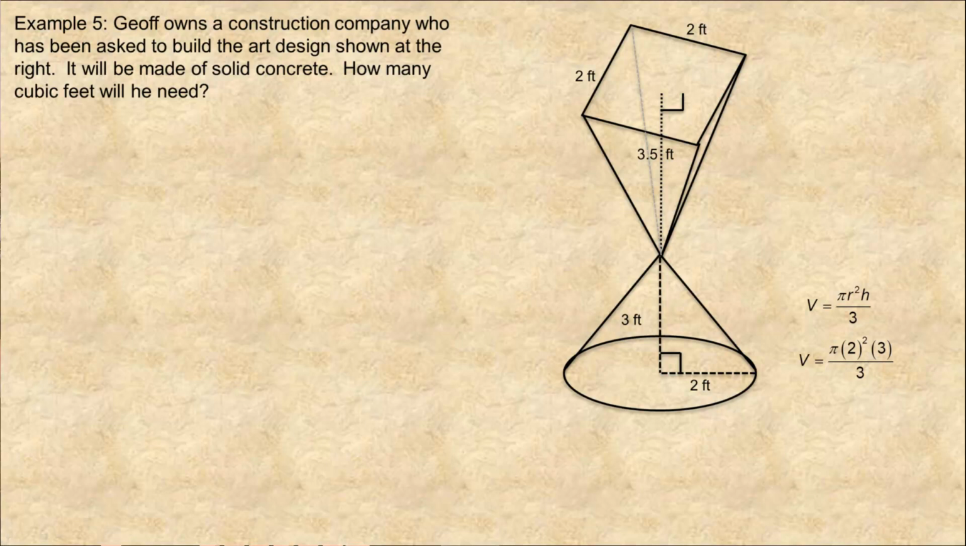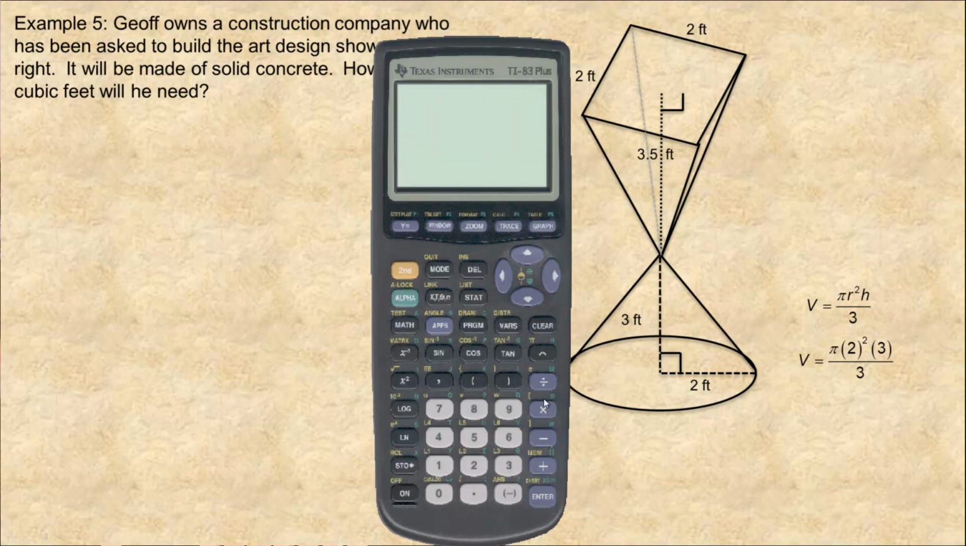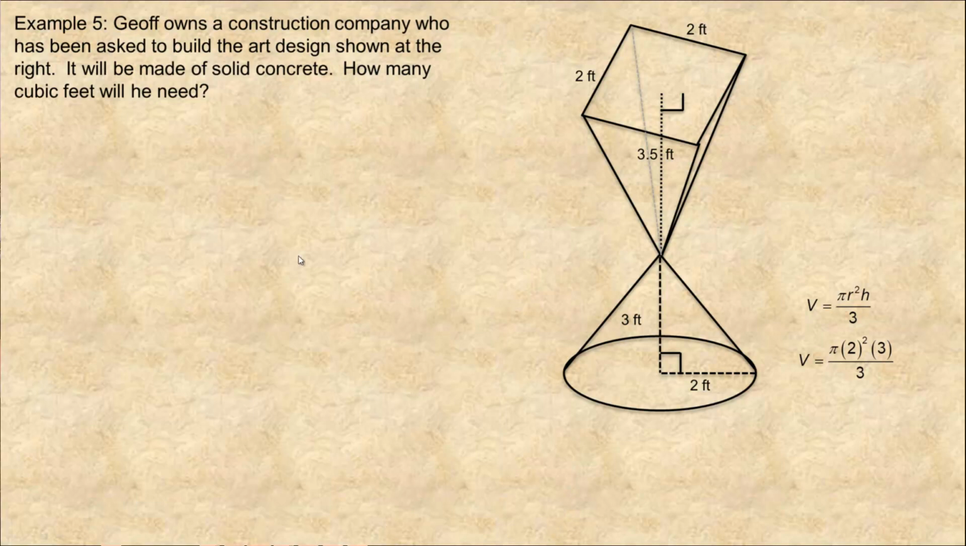So let's bring up the calculator here again. So pi times 2 squared times 3. So in the numerator here, we're going to have 37 point almost 7, and then we're going to divide it by 3. So that works out to be about 12.6. So there's the 37.7 number, and so 12.6 cubic feet. That's the volume. That's how many cubic feet of concrete you'll need to fill the cone.